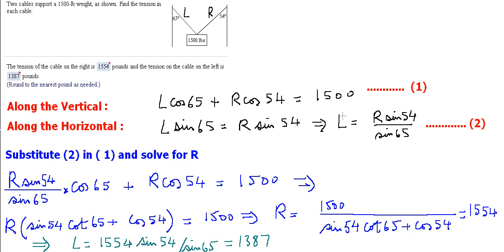So I can solve for L here. I can divide both sides by sine 65, and I get L as R sine 54 over sine 65. As you see here, I'm using the substitution method. So I'm going to substitute L back in equation 1, and I'm going to get this whole equation after I substitute L equals R sine 54 over sine 65 here in this equation. Now you notice that the only variable here is R.